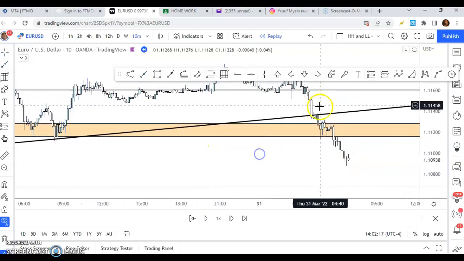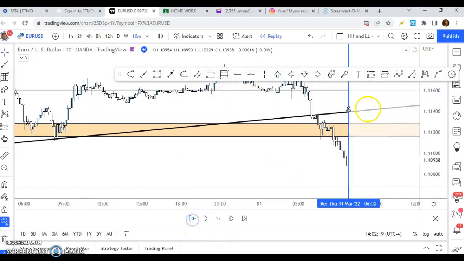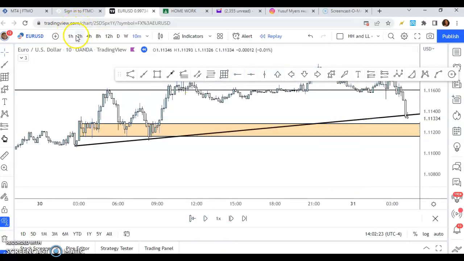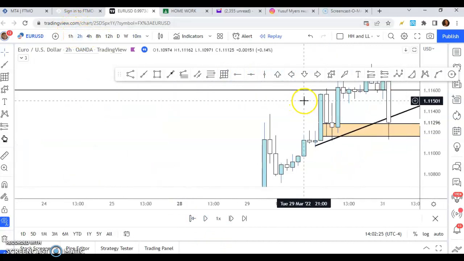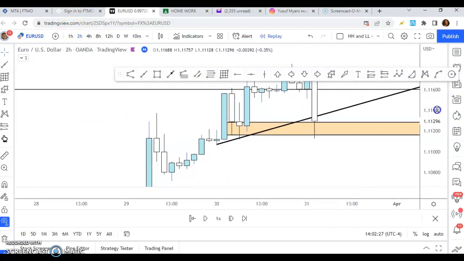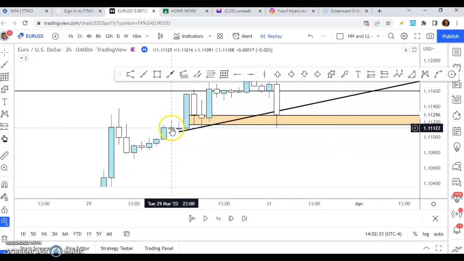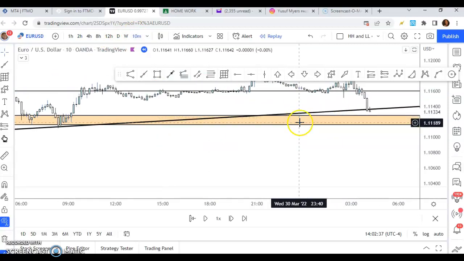Now, obviously, I'm going to back this up a little bit and pretend that none of this has happened, because I want to show you why I'm doing this. So right here, we're on the 2 hour where the market hasn't broken structure. Like I said before, if I wanted to see how to analyze this on a lower time frame, this is what I would do.